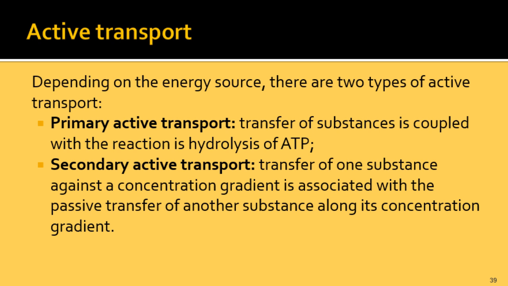Depending on the energy source, there are two types of active transport. 1. Primary active transport, in which the transfer of substances is associated with an energy-generating reaction. As a rule, such a reaction is hydrolysis of ATP. 2. Secondary active transport, in which the transfer of one substance against a concentration gradient is associated with the passive transfer of another substance along its concentration gradient. An example is the mechanism of glucose reabsorption in the renal tubules. Glucose penetrates into the epithelial cell against the concentration gradient, along with sodium ions which move along the concentration gradient.